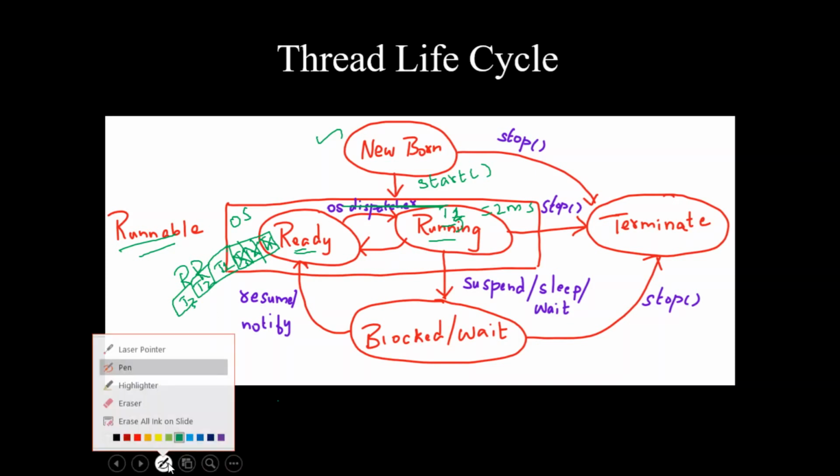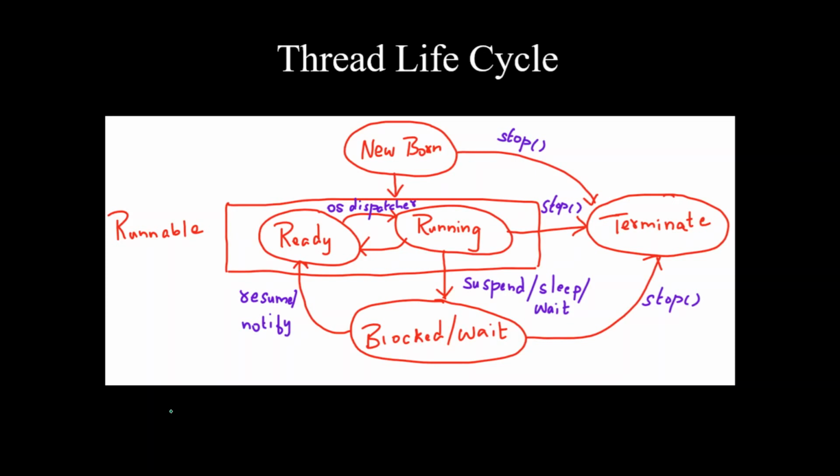From the running state, the thread can enter into a wait state. This can happen if the running thread executes an IO operation. If it wants to perform an IO operation, then until the IO is completed, the thread has to wait. During that time, the CPU can be utilized to execute another thread. So this thread will enter into a state which is called blocked state or wait state.